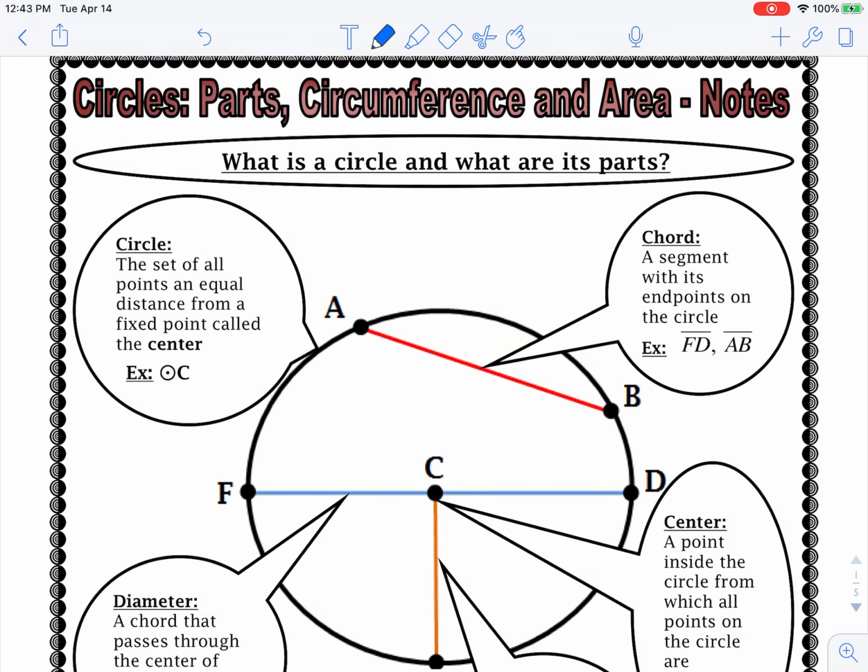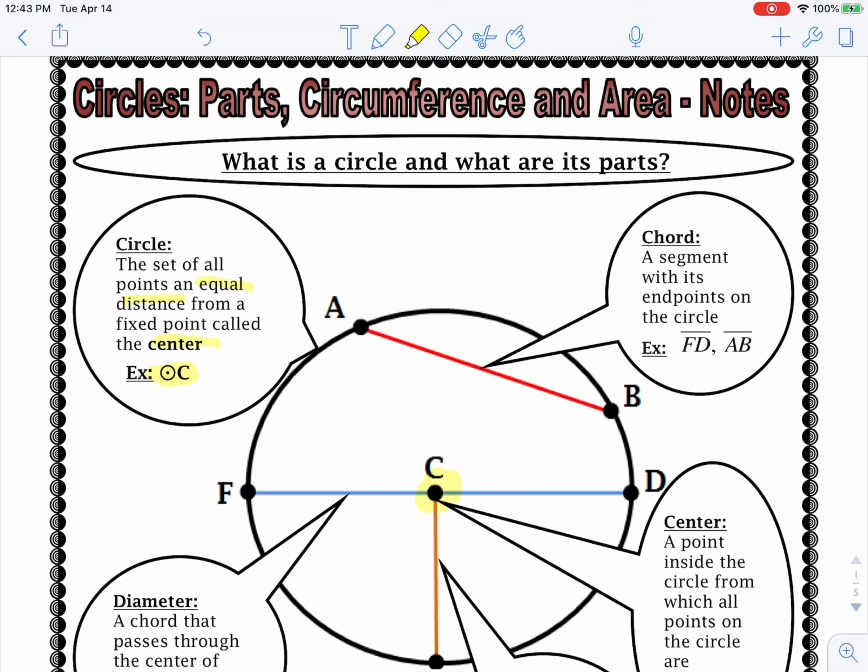Okay, this week we start our unit on circles, and we're going to start with the parts, circumference, and area. So what is a circle and what are its parts? A circle is a set of all points equidistant from a fixed point called the center. The center of this circle is C, and we name a circle by its center using circle notation.